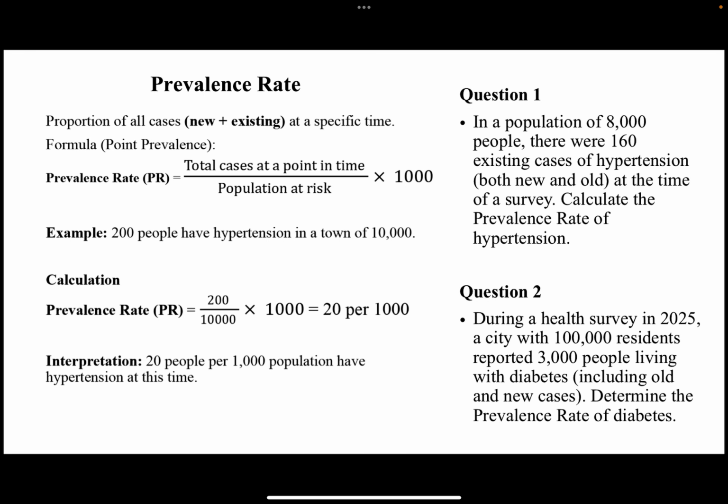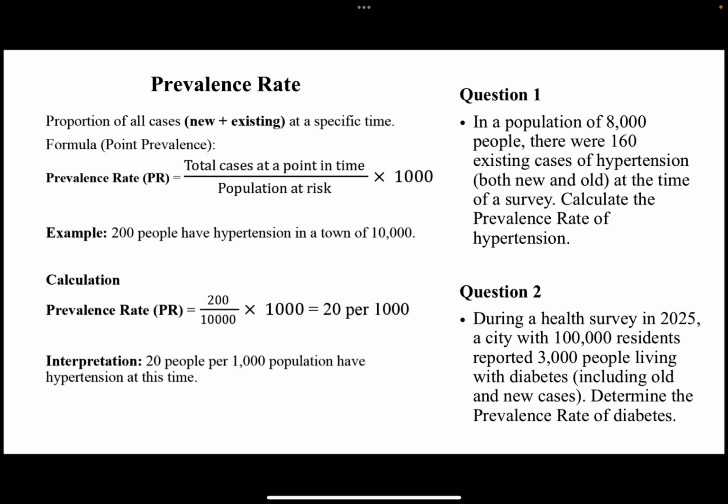Question 1. In a population of 8,000 people, there were 160 existing cases of hypertension, which means both new and existing cases. You see, we've qualified it in the question that both new and old. It will always be qualified in the question for you. Sometimes they will say 200 people and they wouldn't add new to it. Once you don't see new, it should tell you they are dealing with the total cases. Calculate the prevalence rate of hypertension.